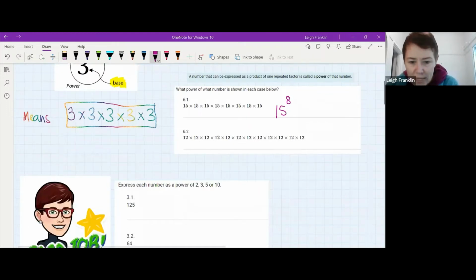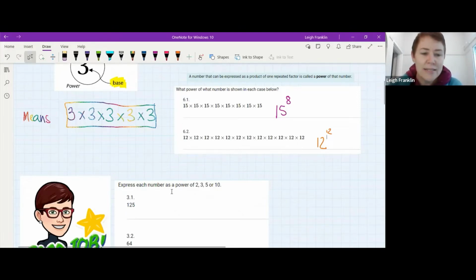Lovely. Let's try someone else. Anati, you do the next one for us. How am I going to write 6.2 using exponential notation? 12 to the power of 12. Let's count: 1, 2, 3, 4, 5, 6, 7, 8, 9, 10, 11, 12. Lovely. So in this case, the base is 12 and the exponent is 12.